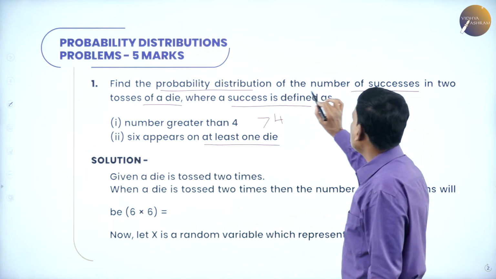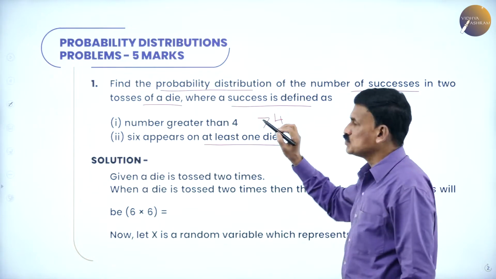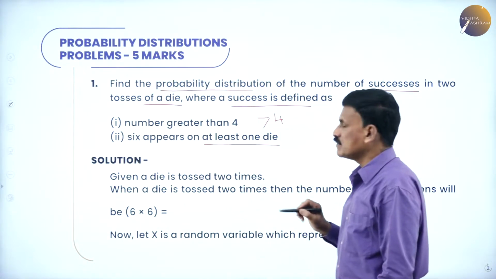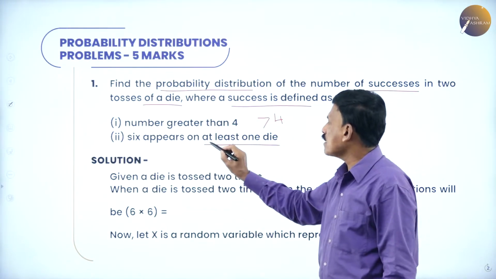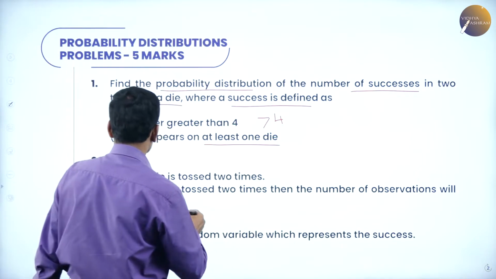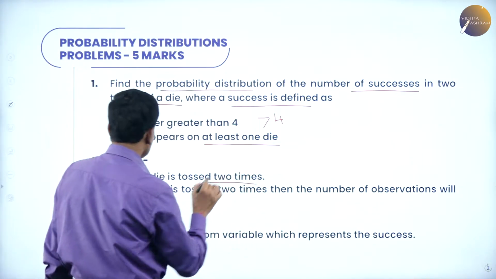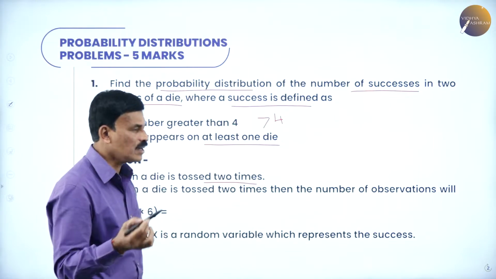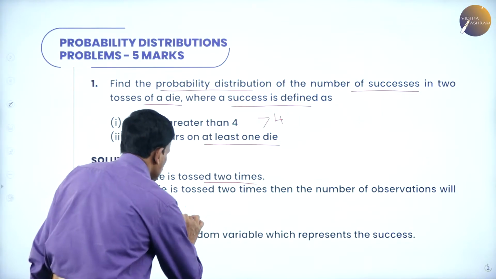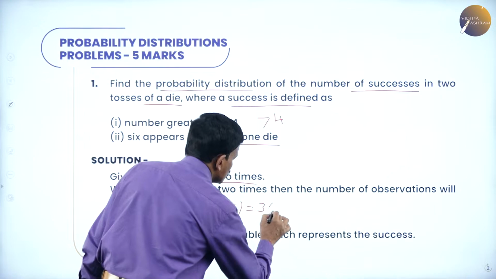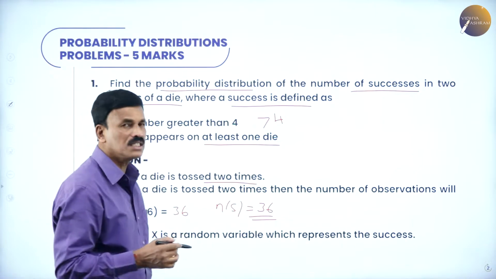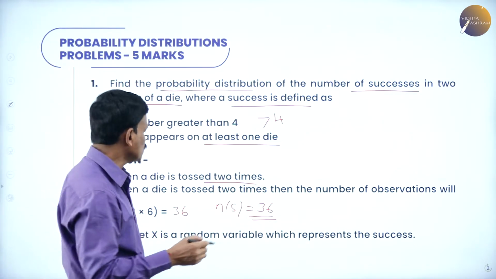Now, find the probability distribution for the number of success in 2 tosses of a die, where the success is defined as a number greater than 4 in the first case and 6 appears on at least one die in the second case. Now, let us define x. Given a die is tossed 2 times, the sample space will be 6 into 6, that is equal to 36. So n of s is equal to 36.